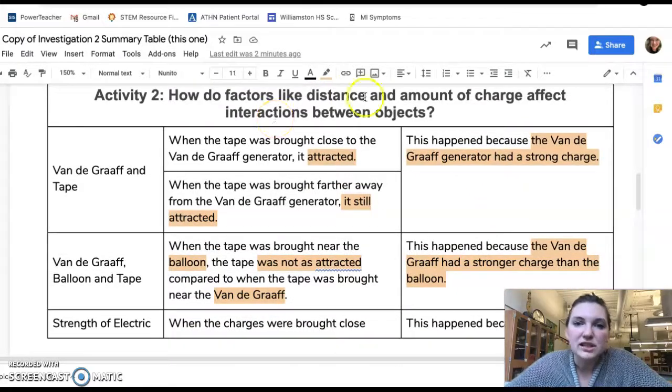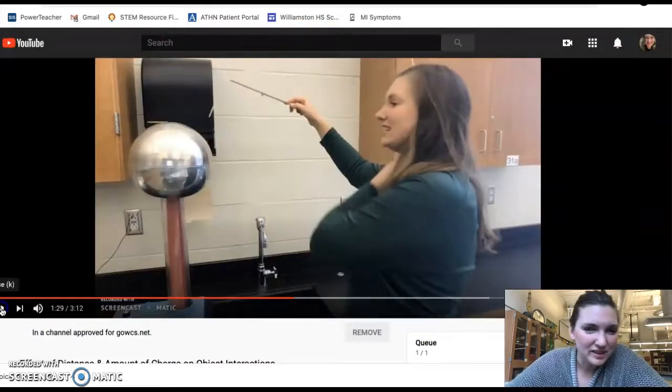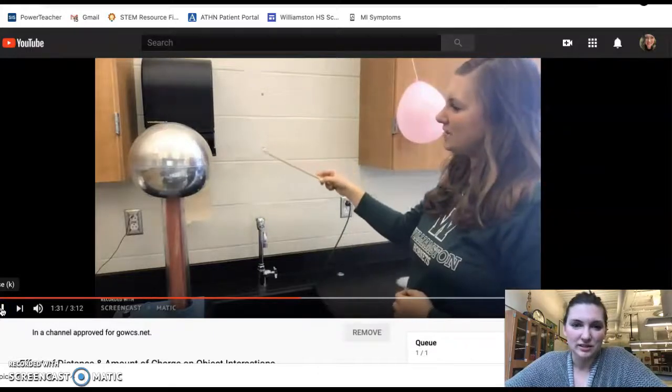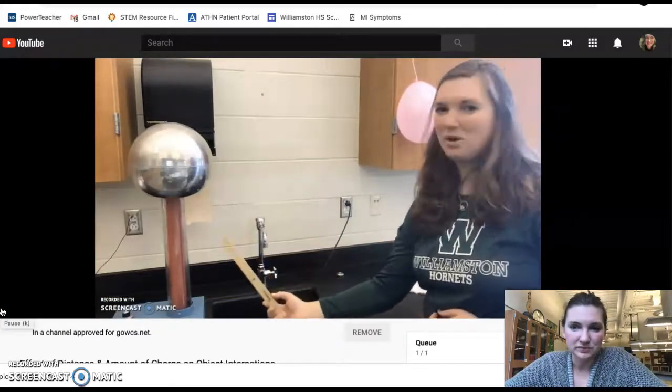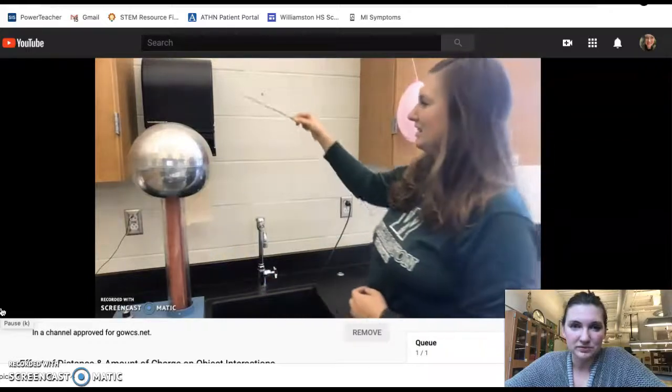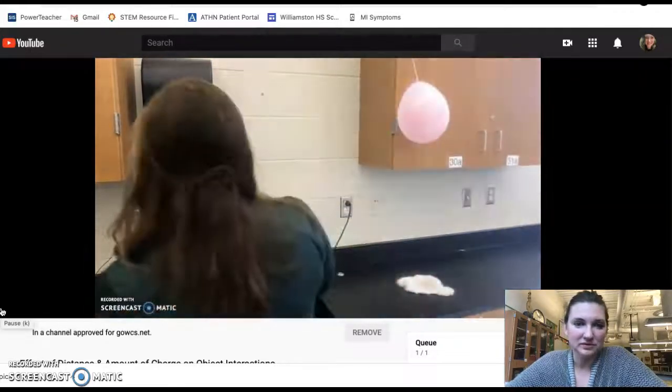So how do factors like distance and amount of charge affect interactions between objects? So we had the Van de Graaff and the tape. Here's that demonstration. Okay, so that tape is definitely attracted. You can see it pointing up towards it even all the way down here. It's wanting to stick for sure. Okay, let's unzap it.